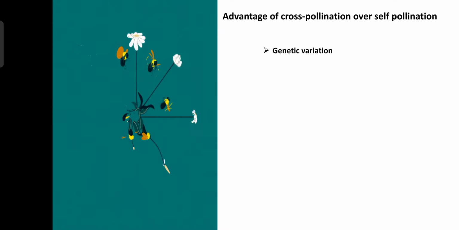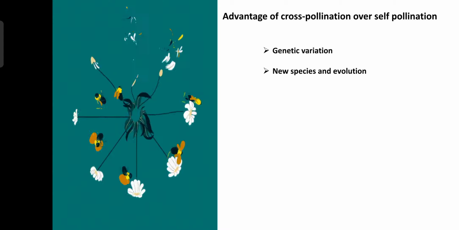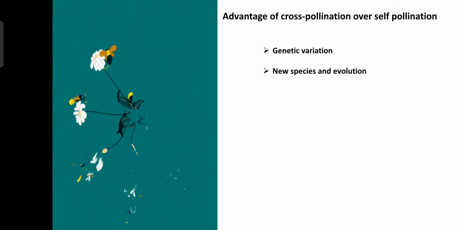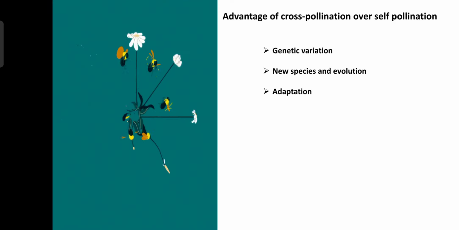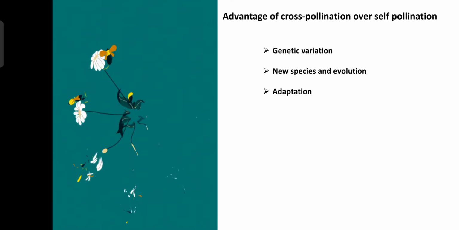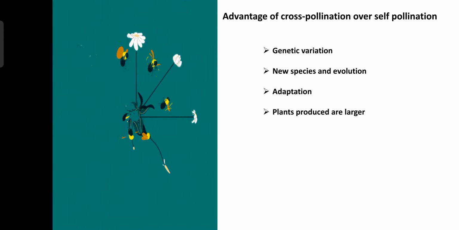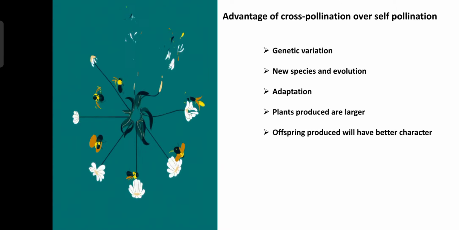Since cross-pollination brings genetic variation in the offspring, it leads to the origin of new species and its evolution. The offspring will have a high adaptability towards the changing environment, and the plants produced are usually larger and the offspring will have a better character.